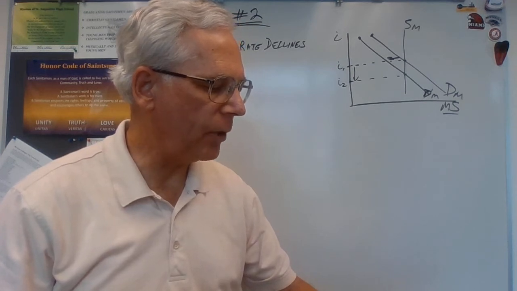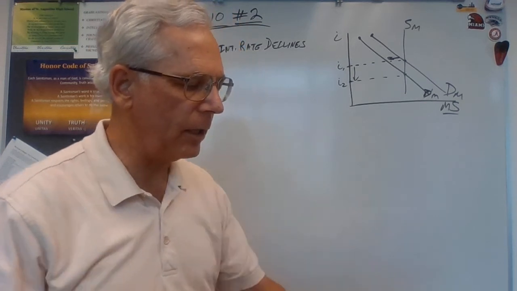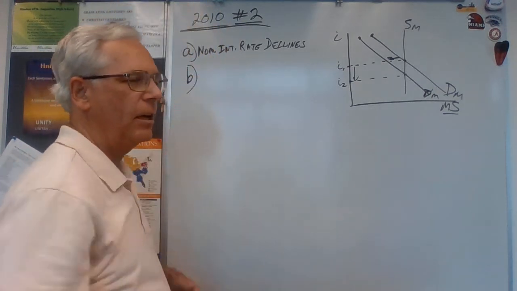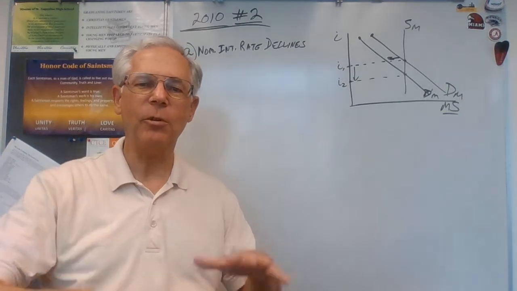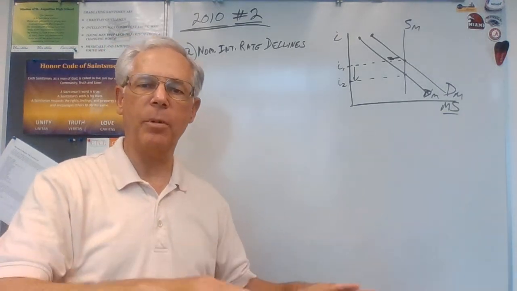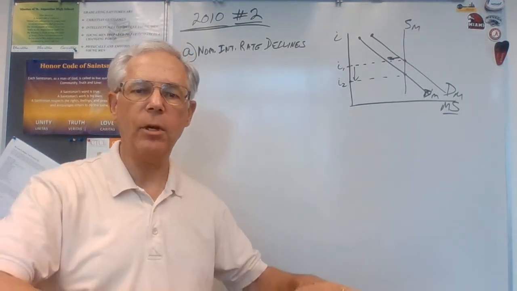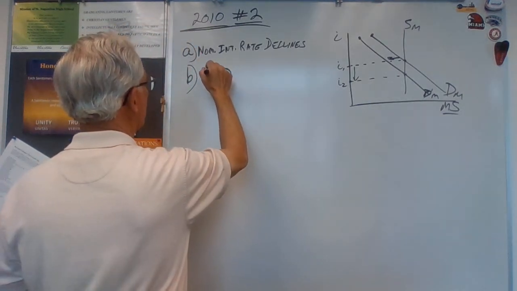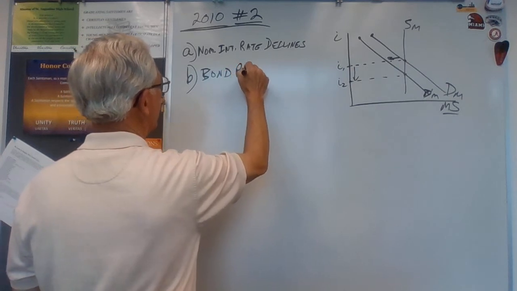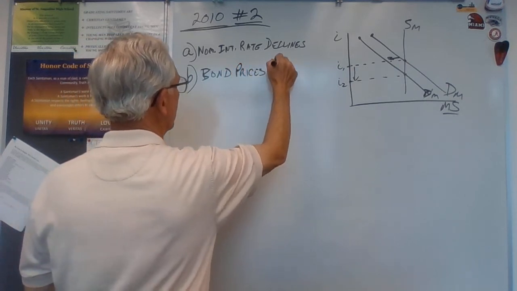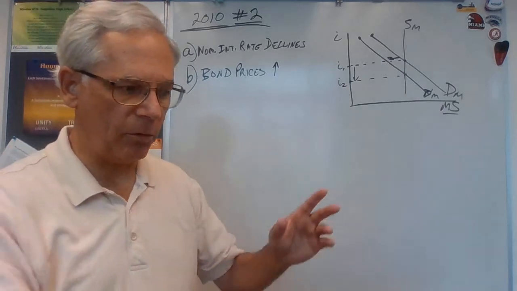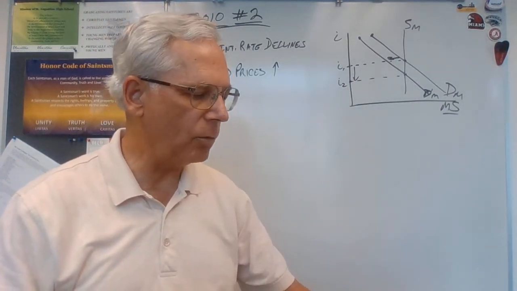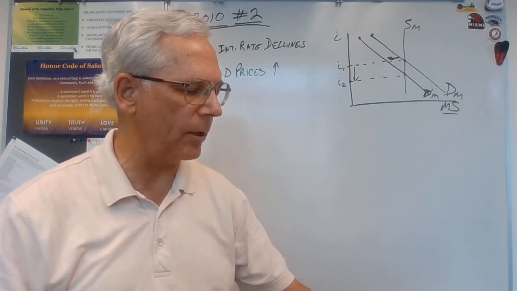B, given the interest rate change in part A, declining interest, what will happen to bond prices in the short run? Please remember the inverse relationship between interest rates and bond prices. Interest rates down, bond prices up. Bond prices up. They rise, okay? I would say bond prices increase or rise. They don't ask you to explain here, okay?